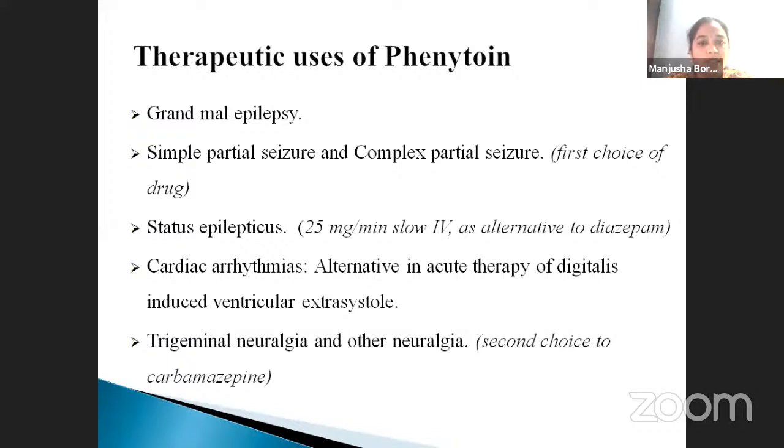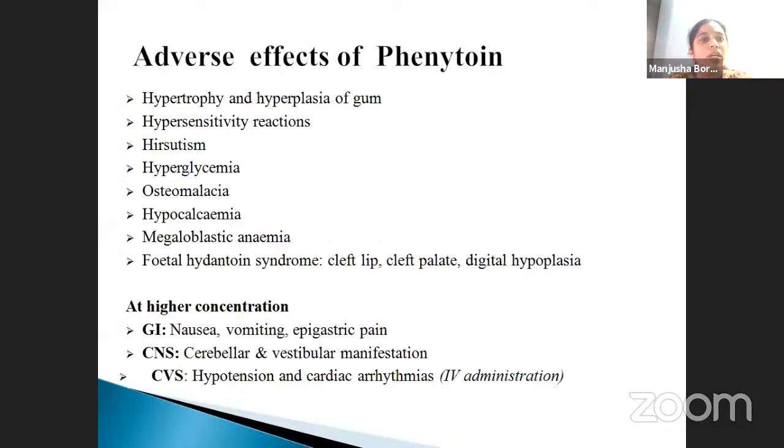Phenytoin is also used in treatment of digitalis-caused cardiac arrhythmias, and also as the second-line drug after carbamazepine for the treatment of trigeminal neuralgia. Adverse effects of phenytoin depend on the dose, duration of exposure, and route of administration. Repeated administration of phenytoin may cause hypertrophy and hyperplasia of the gum. It is an important side effect related to dentistry.